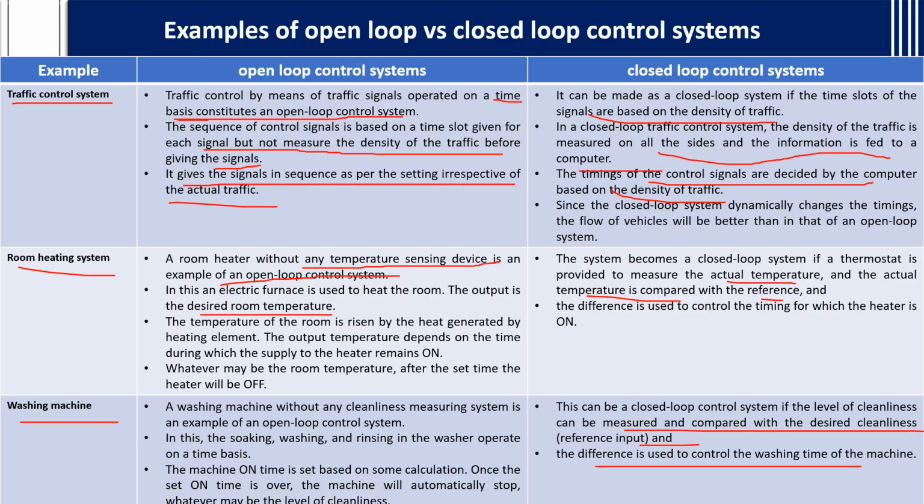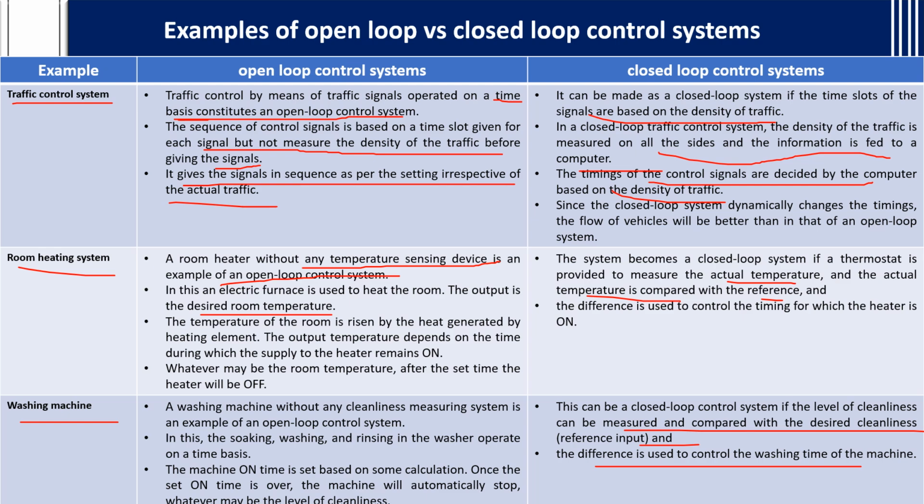Here, it is going to check the cleanliness of the clothes. If the cleanliness of the clothes is not good yet, it is going to increase the time and clean once again. But in an open loop control system, based on the timing, it is going to stop, on, stop, on, stop. But in a closed loop control system, it is not the case.